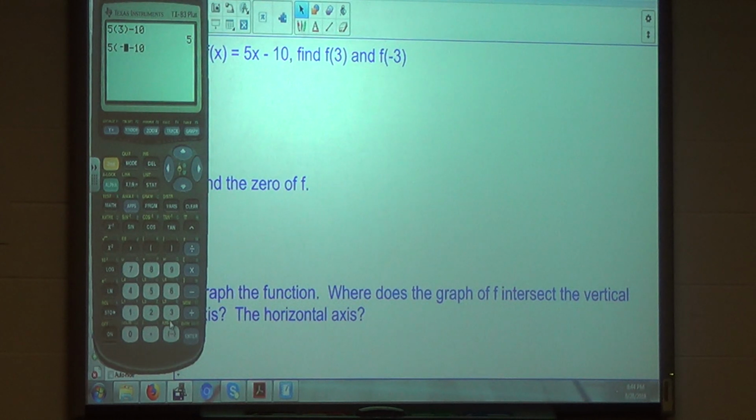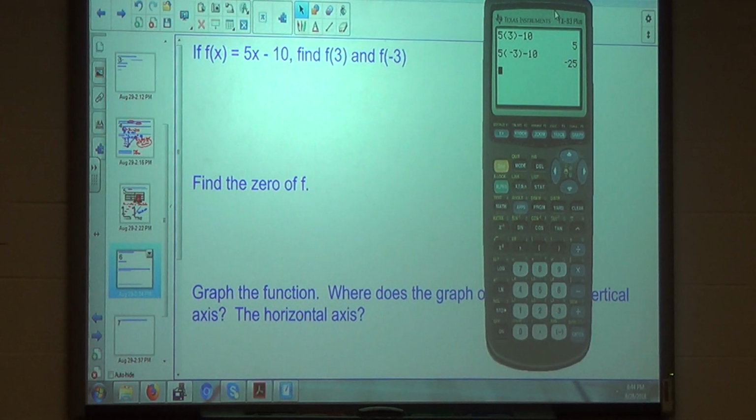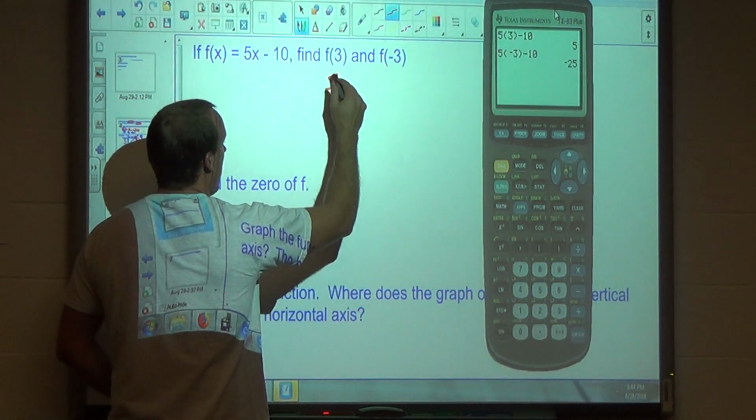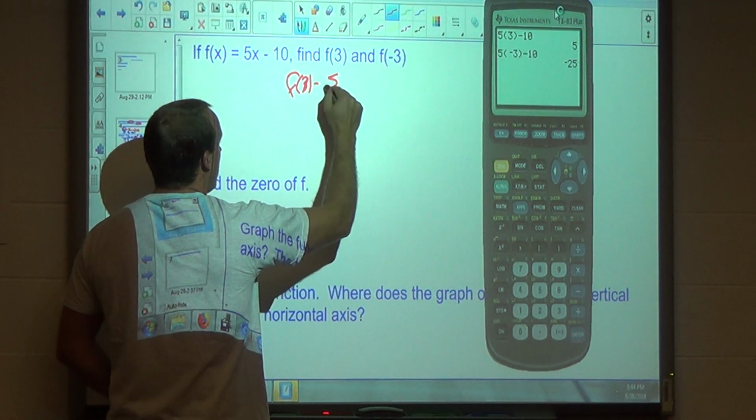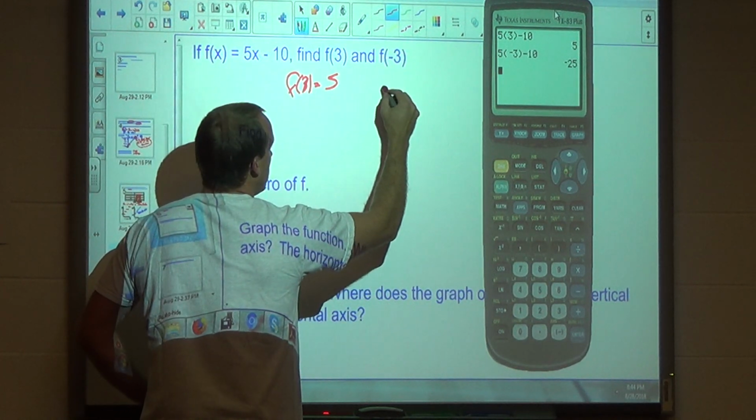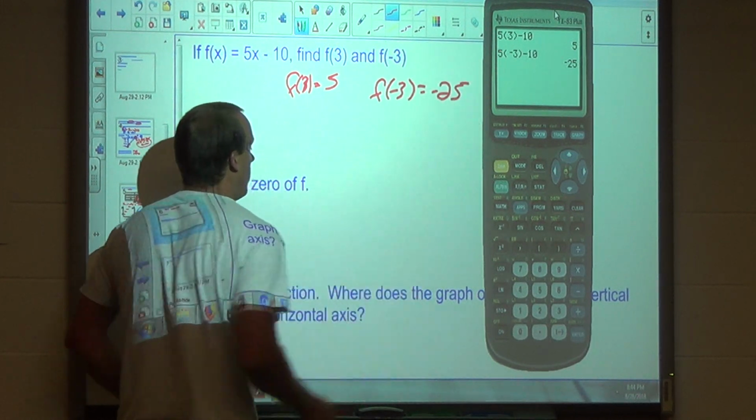And if you want to do the f of negative 3, you can plug that in and get a negative 3. I should just hit second insert, but, and we get negative 25. Okay, so those are simple. So this gives me a 5 here. f of 3 equals 5 by plugging it in. And then this here would be f of -3 equals -25.